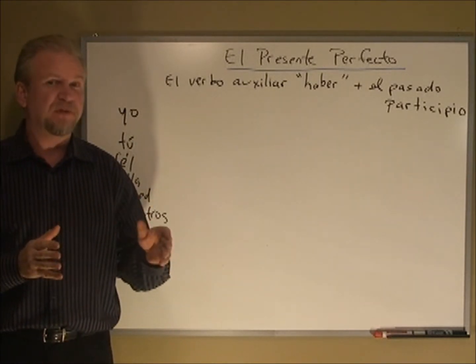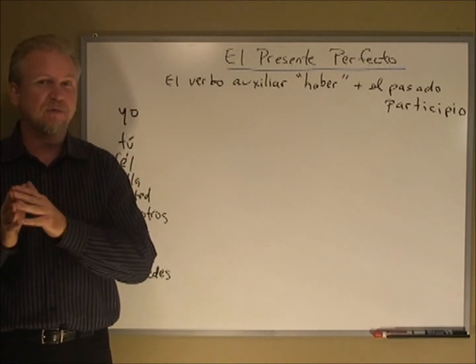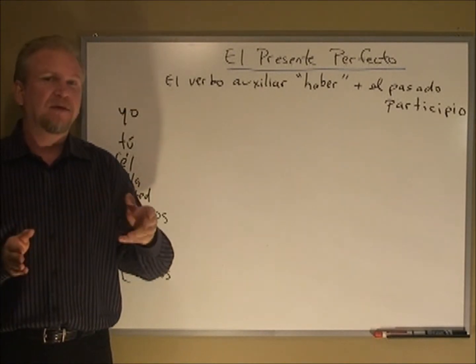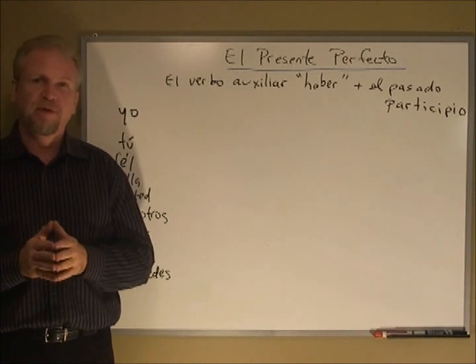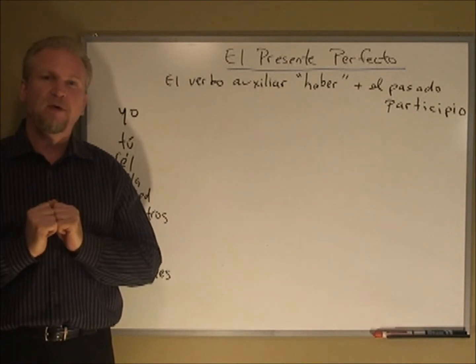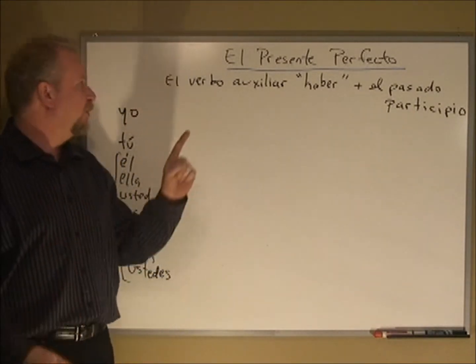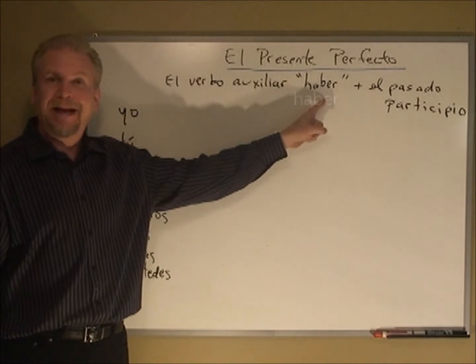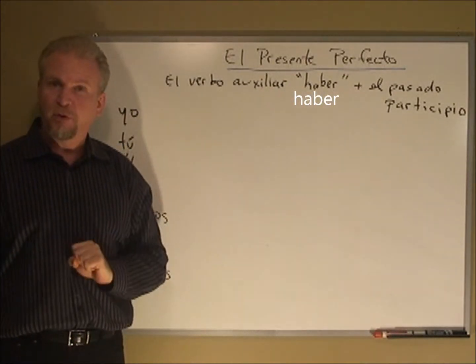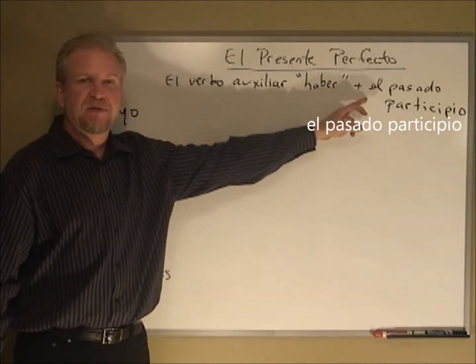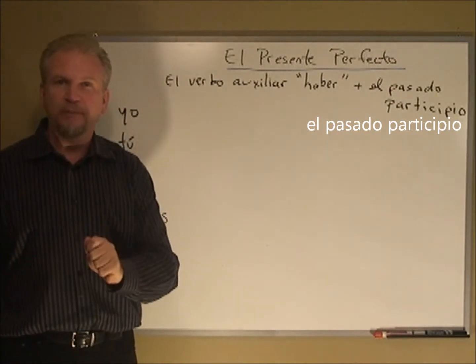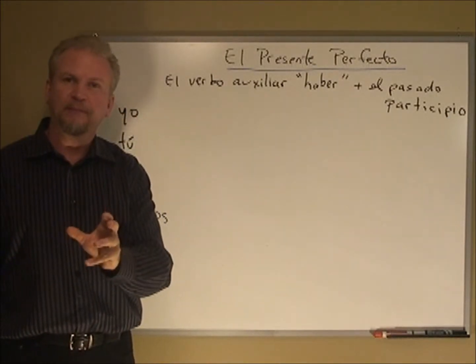Remember the present progressive tense. We use the auxiliary verb estar and the gerundio, the ing form of the verb. This is also a two-part tense. We use el verbo auxiliar haber, a new verb we're going to learn, y el pasado participio, the past participle.